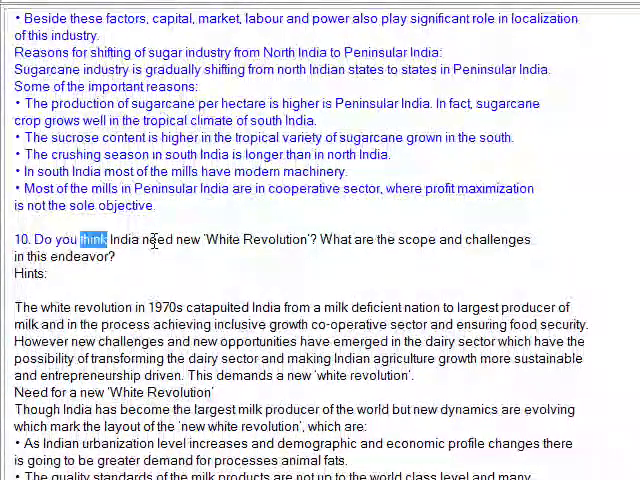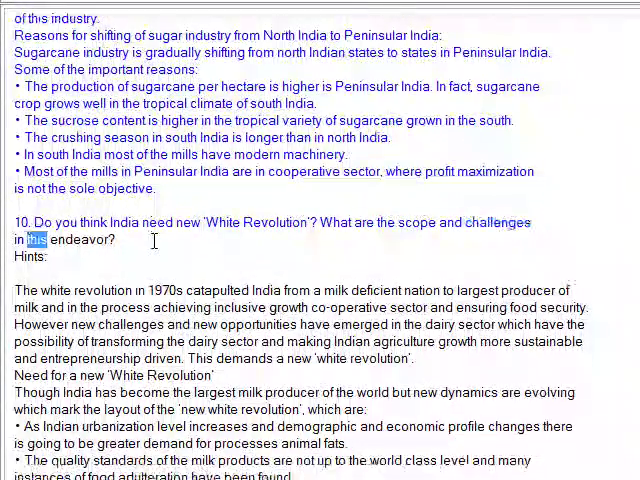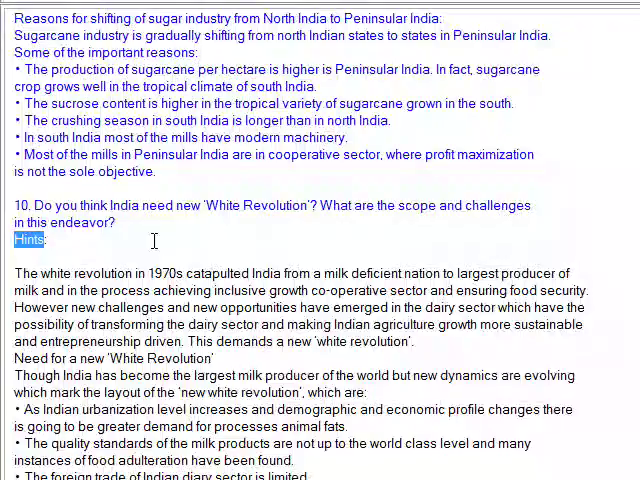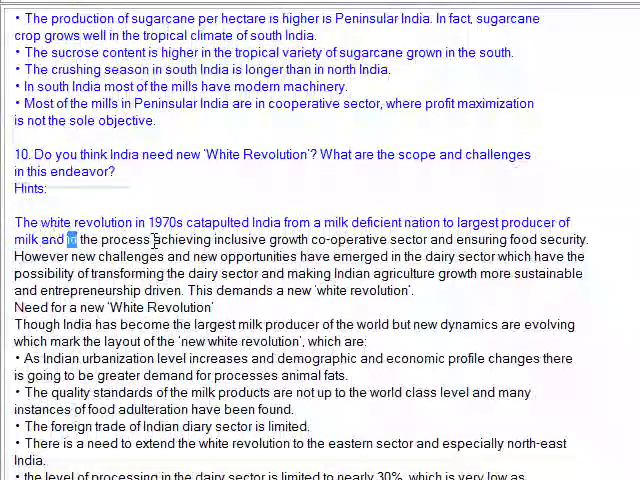10. Do you think India needs a new white revolution? What are the scope and challenges in this endeavor? Hints. The white revolution in the 1970s catapulted India from a milk-deficient nation to the largest producer of milk and, in the process, achieved inclusive growth in the cooperative sector and ensured food security.